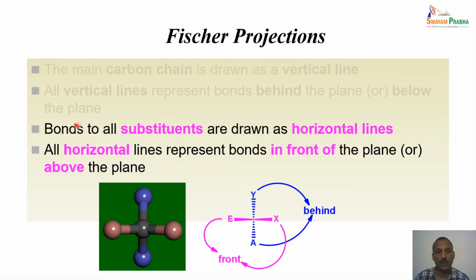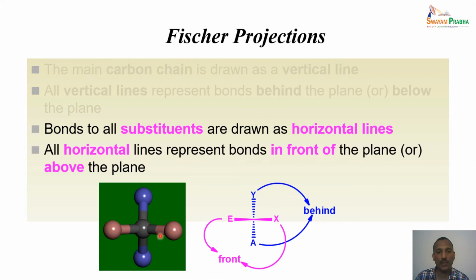So that means the bonds or substituents drawn in horizontal lines represent groups or atoms which are in the front, or above the plane. So this is the difference: the top and the bottom are behind, the left and the right are in front. This is how the Fischer projections are written.